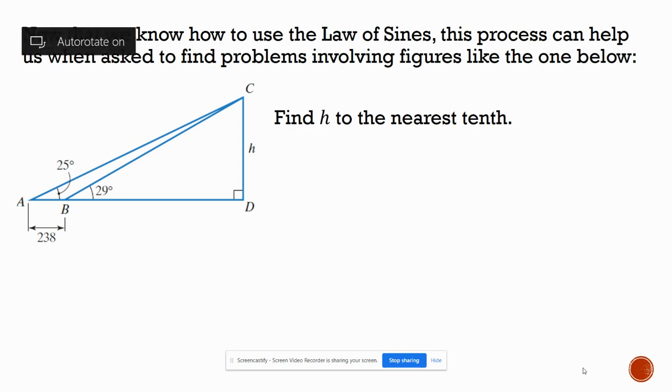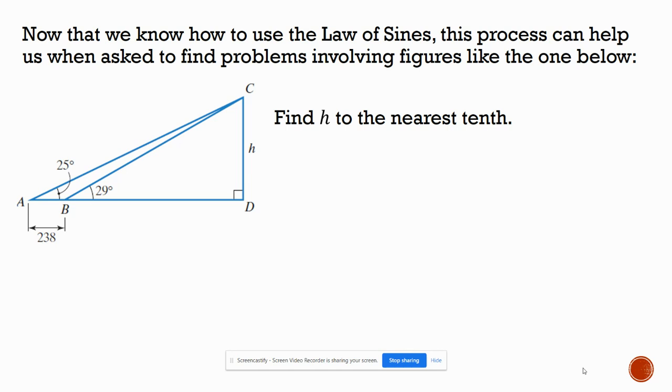Let's look at this application problem where we have this triangle. Well, we have multiple triangles in this picture, but we're going to have to use the law of sines to help us with this. Because if you take a look at this diagram, they're asking for us to find h.